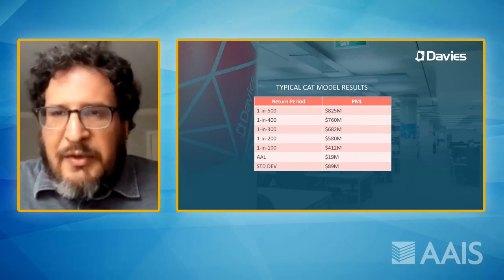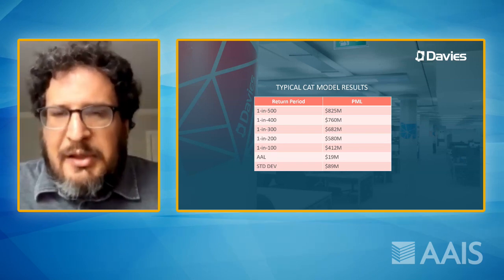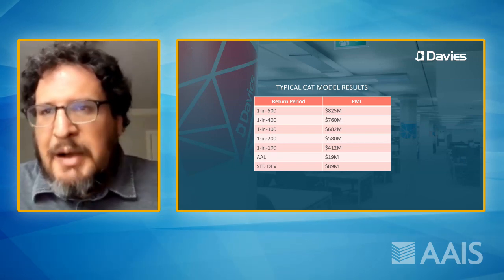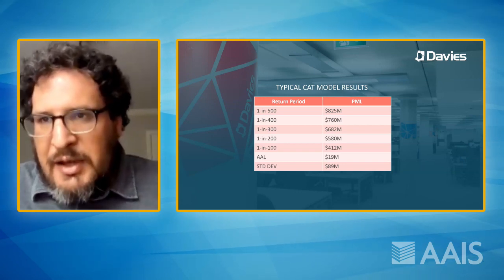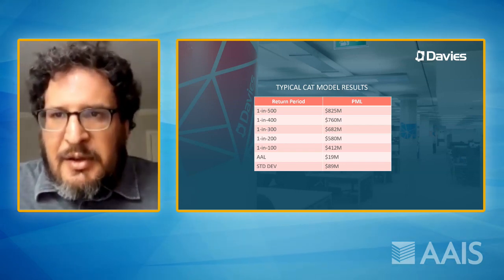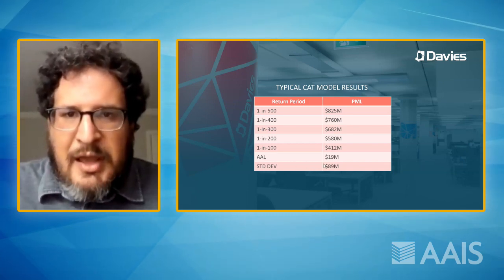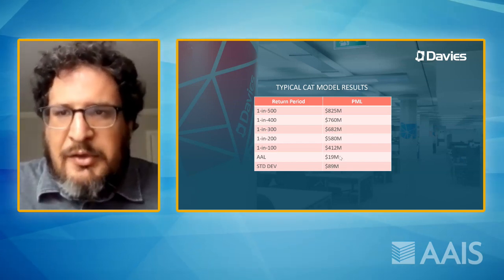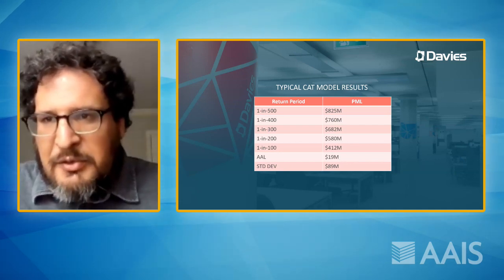It's really not saying we expect this insurance company is going to have $19 million of loss next year, because it's probably going to be zero. And there's a small chance it's going to be a lot higher than 19, but it's very unlikely it's going to be anywhere close to actually 19 million. You can see the standard deviation, 89 million, is much higher than the average annual loss. That is very common for hurricane exposed companies.